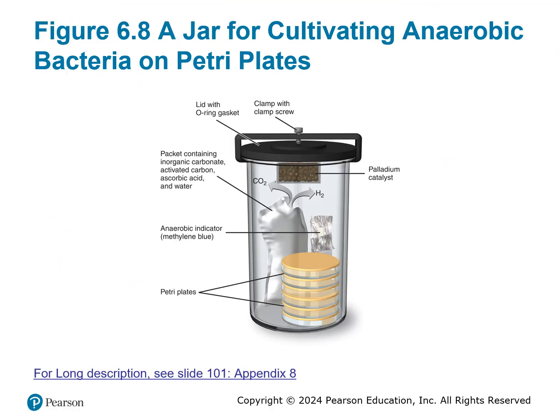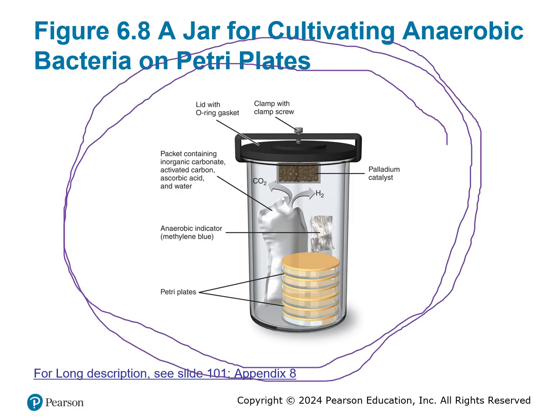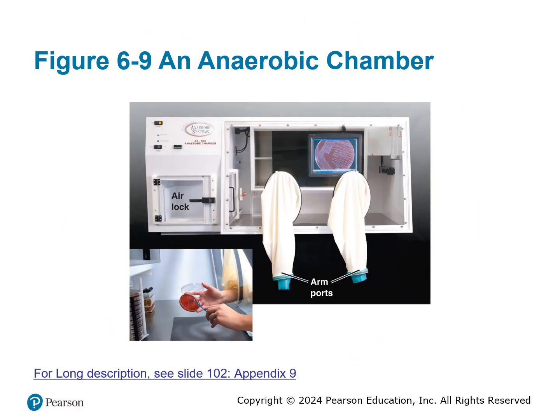so you can grow your anaerobic bacteria. All right, this is a jar that you might use, because that'd be easier in a hospital situation, right? So this is a packet containing inorganic carbonate, activated carbon, ascorbic acid, and water. So when you put that packet in there, it's going to put off the CO2 so you can grow the anaerobic bacteria. All right, so this is an anaerobic chamber. It's got no oxygen in there, and you just reach your arms in there.